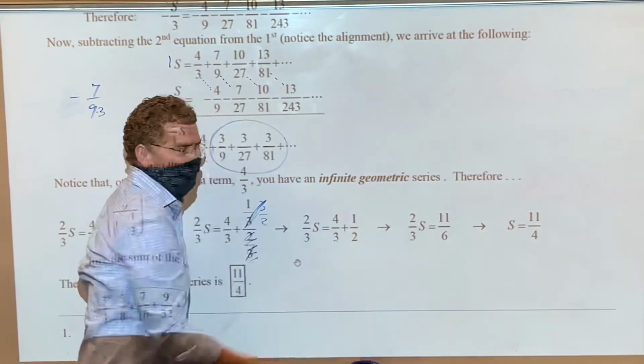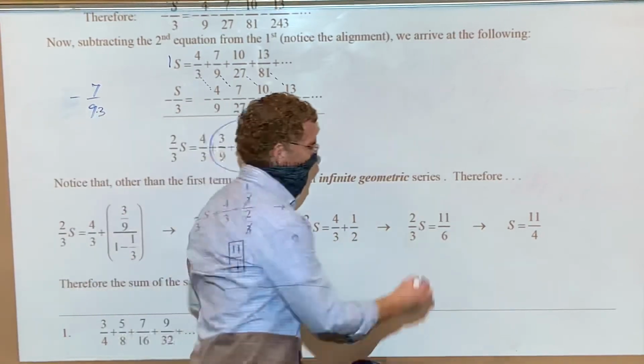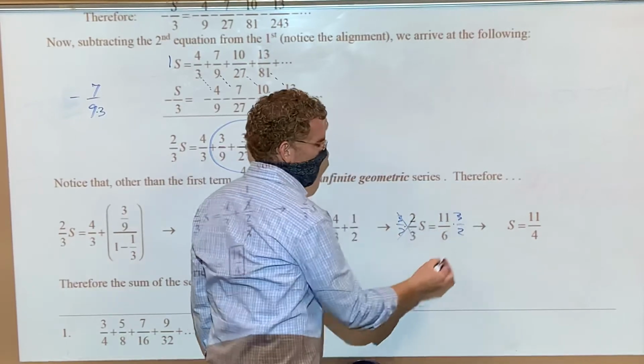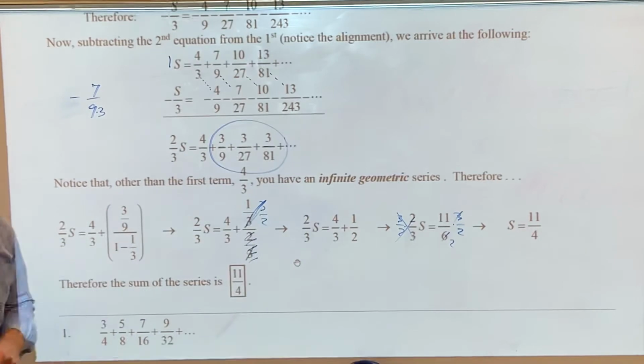And then the last step is to get rid of that 2/3 that I've been dragging around with the S. So multiply both sides by 3/2. And a little bit cancels, and I get 11/4. That's the fifth thing on your list.